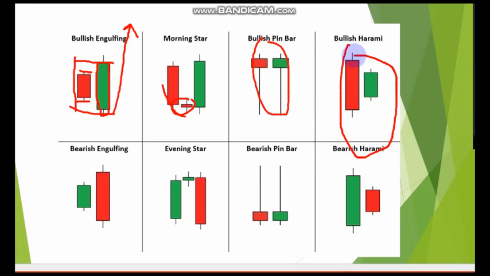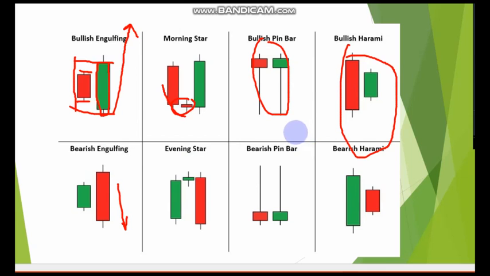This is a bullish harami. This is a bearish engulfing. Now this one is for going down, selling. This is the evening star. It's just the opposite of the morning star, guys. This is the morning star and this is the evening star, just the opposite. This is the bearish pin bar, the opposite of the bullish pin bar, and the bearish harami. So guys, these are the candlestick patterns you need to know. There are many, but these are the profitable candlesticks you need to know.